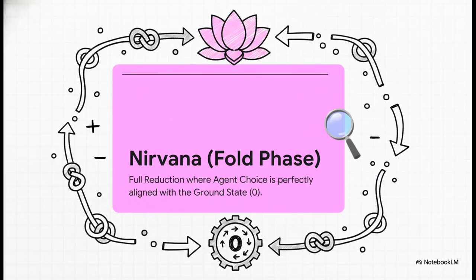And the ultimate goal of running this protocol? Nirvana. But I need you to forget the typical Western definition of nirvana as just peace or some version of heaven. The source text defines nirvana purely mechanically as the fold phase. It is the full reduction of the population where agent choice becomes perfectly aligned with the ground state of 0. At this stage, there are no more departures into the +1 of indulgence or the -1 of asceticism. The entire cycle of birth and death is fully folded back into the mathematical invariant. It's a total system reset.